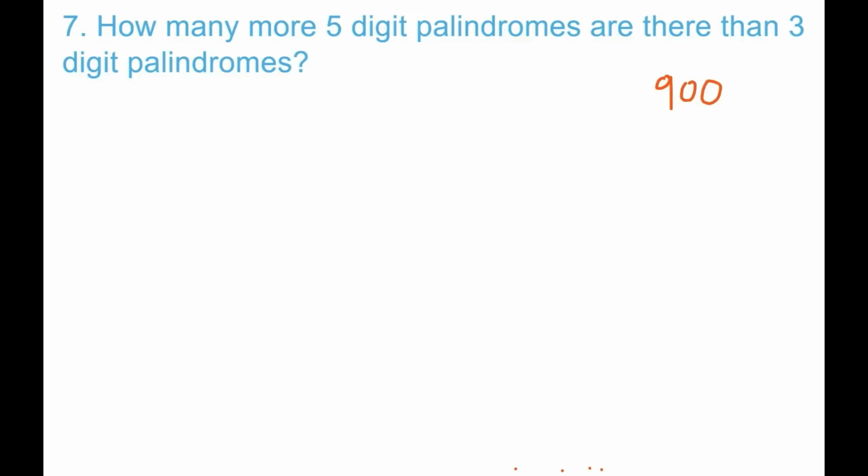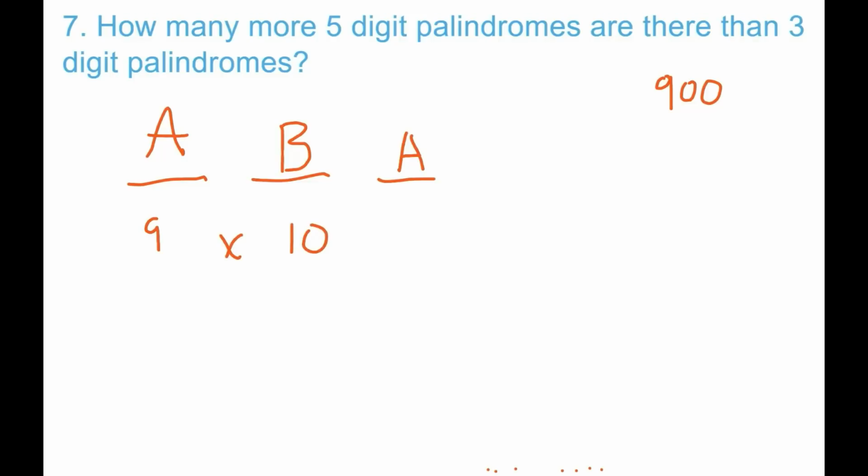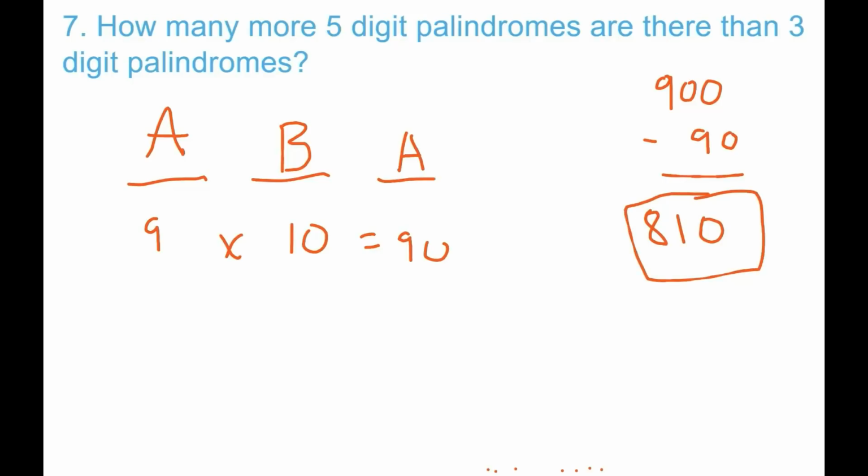Let's now do the same thing for 3-digit palindromes. Let's assume the first digit to be A, the second digit to be B, and since it's a palindrome, the third digit has to be A once again. We have 9 choices for A, just like last time. And we have 10 choices for B, from 0 to 9. This gives us 90 total palindromes that are 3 digits. Since we have to find their positive difference, we do 900 minus 90 and get our answer of 810. Let's move on to problem number 8.